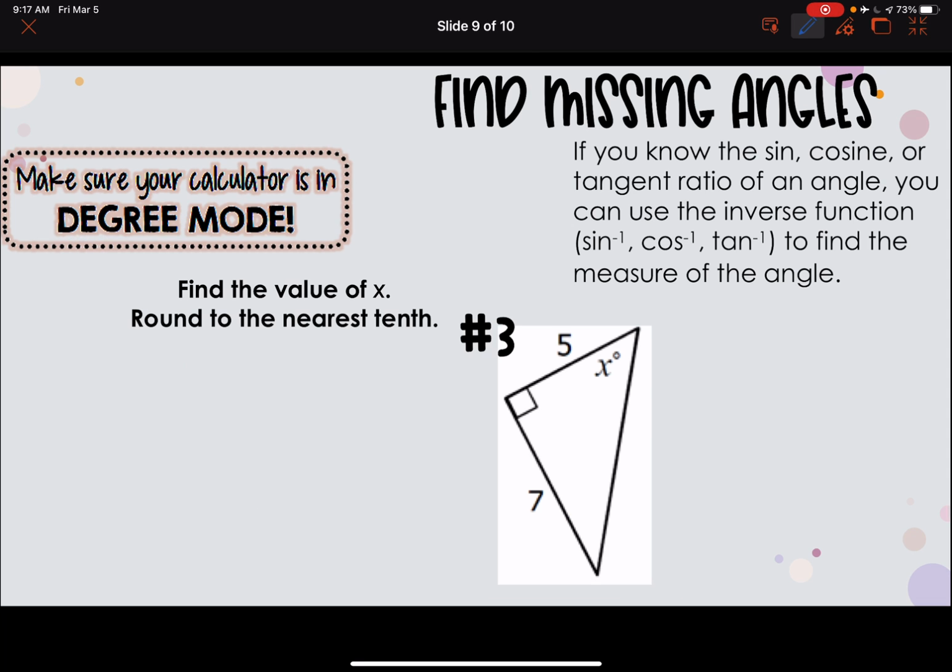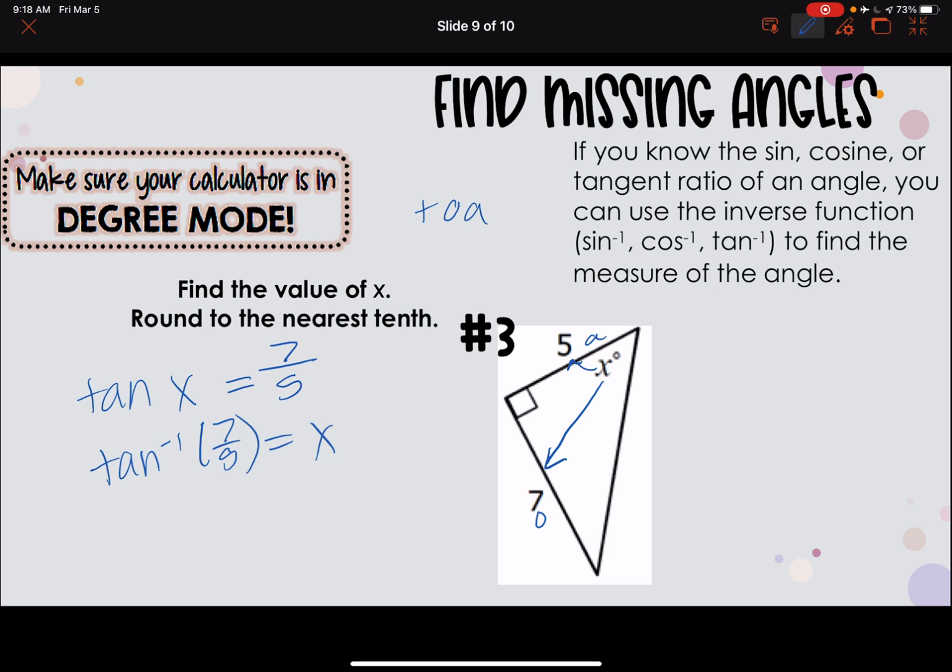All right, last one. And in this one, we've been given the leg opposite and the leg adjacent, right next to. So we're working with opposite over adjacent, which means we're working with tangent, which is Sohcahtoa, and we're going to set up tangent of X is going to be our opposite of 7 over the adjacent of 5. Take the inverse so you can swap it, and that's going to get you X. So when you plug it into your calculator, you get approximately 54.5.